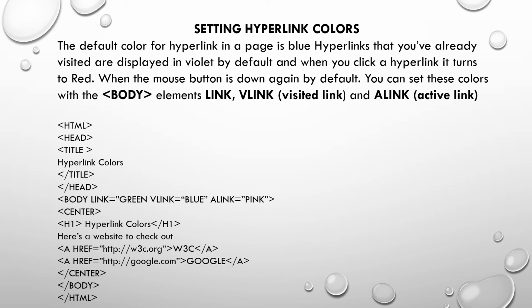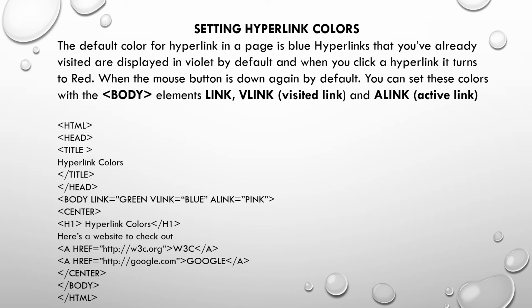Setting hyperlink colors. Now we will discuss how to change the default hyperlink colors. The default color for a hyperlink in a page is blue. Hyperlinks that you have already visited are displayed in violet color by default, and when you click a hyperlink it turns red. You can change these colors with the help of three attributes under the body tag, that is link, vlink and alink. Here is the example for setting hyperlink colors.